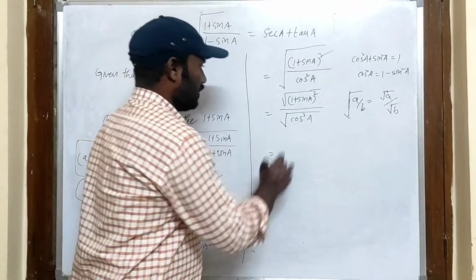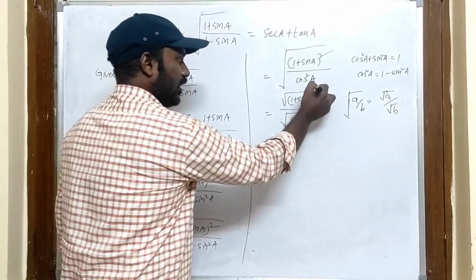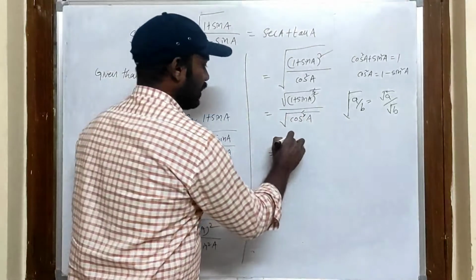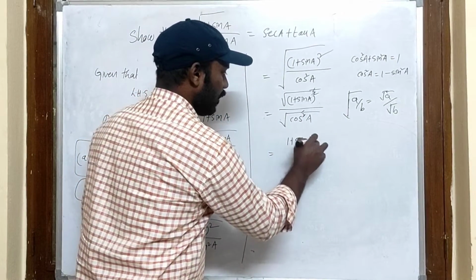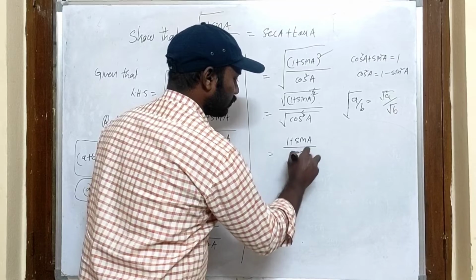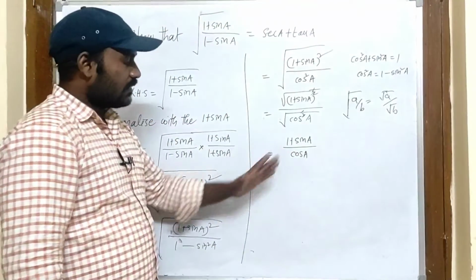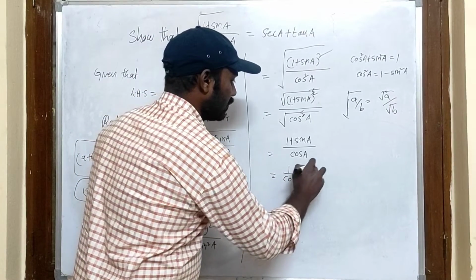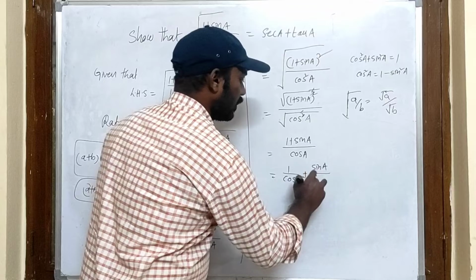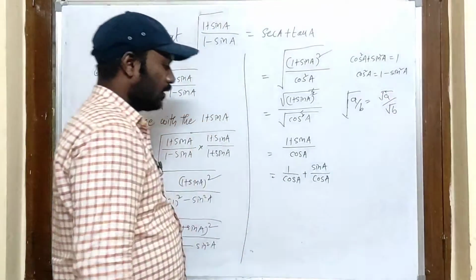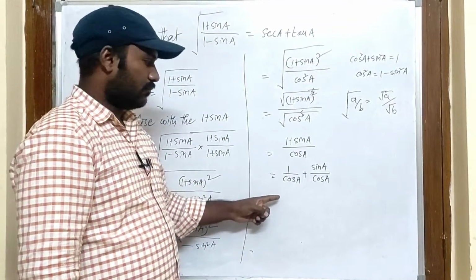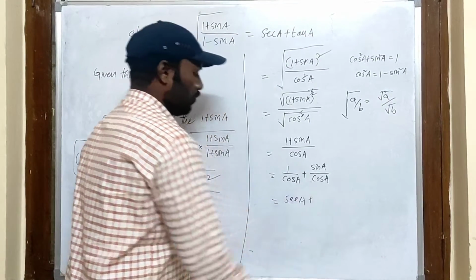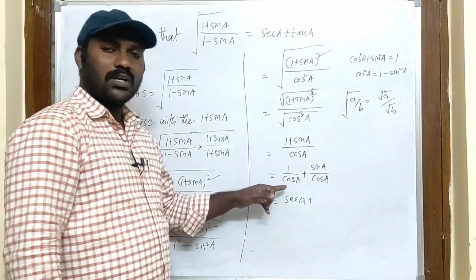The next step: we know square and root get cancelled. Here also square and root get cancelled. The remaining is (1 plus sin A) by cos A. If we split these terms, we can write it as 1 by cos A plus sin A by cos A. We know the value of 1 by cos A is equal to sec A, because sec is the reciprocal of cos.